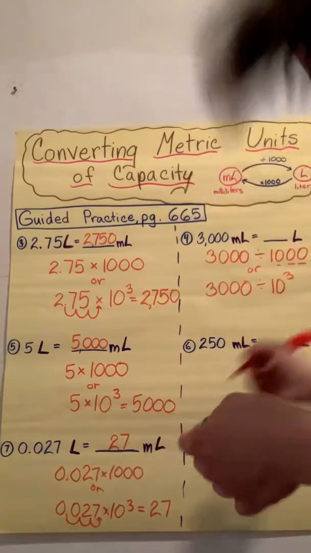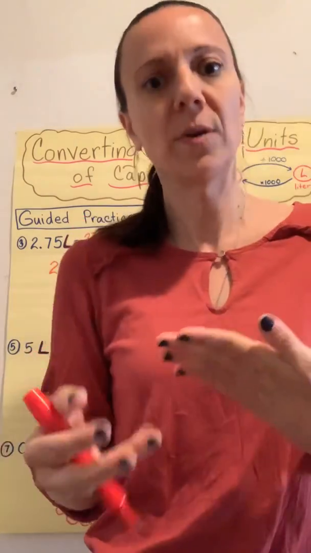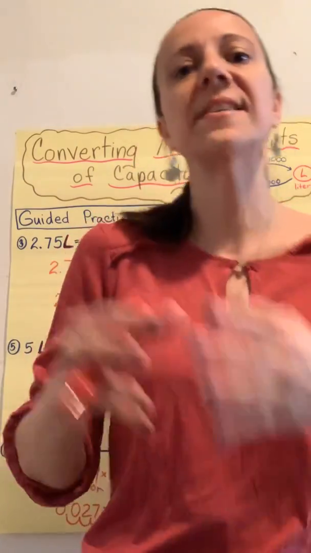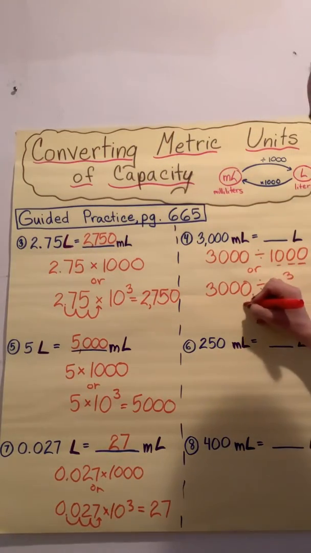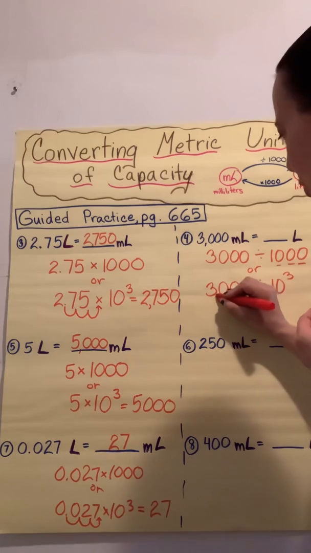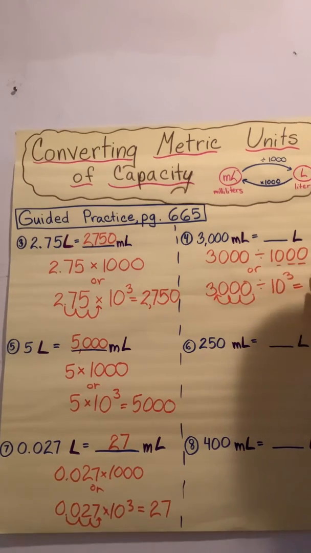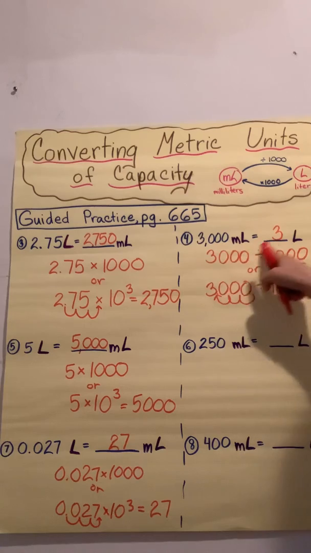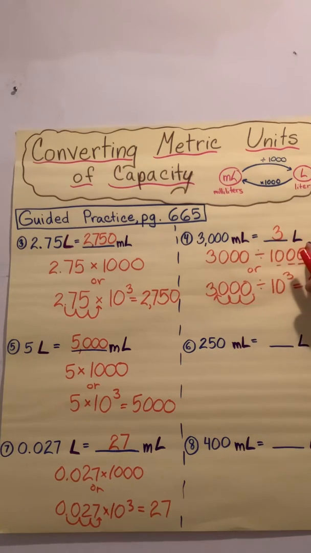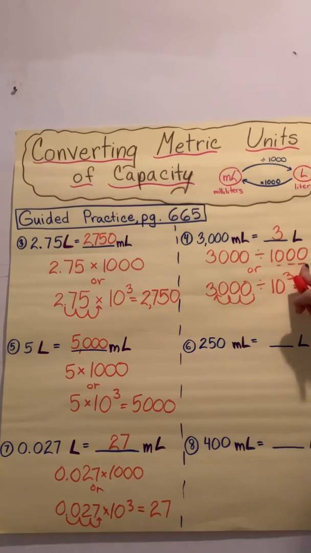So if I look for the decimal point here, I can't see it because it's a whole number, but I know that means the decimal point is at the end of the number. So I can put it in and move it over 3 places to the left. Okay, so that means I just have 3. So 3,000 milliliters is equivalent to 3 liters. That makes sense because I know 3,000 divided by 1,000 is 3.